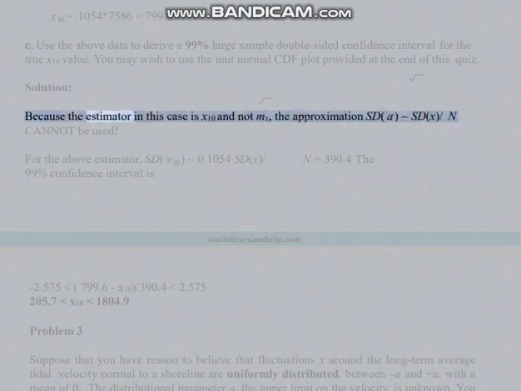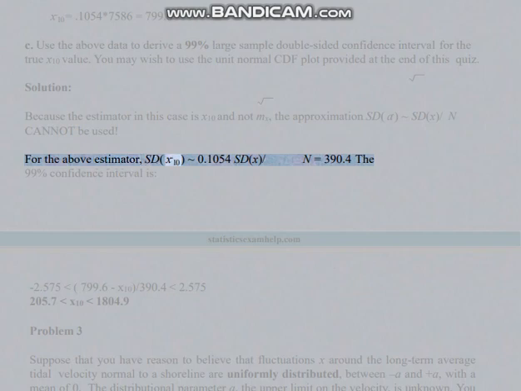Solution. Because the estimator in this case is x10 and not mx, the approximation SD of a equals SD of x over square root of n cannot be used. For the above estimator, SD of x10 equals 0.1054 SD of x over square root of n equals 390. The 99% confidence interval is: negative 2.575 less than (799.6 minus x10) divided by 390.4 less than 2.575, so 205.7 less than x10 less than 1804.9.